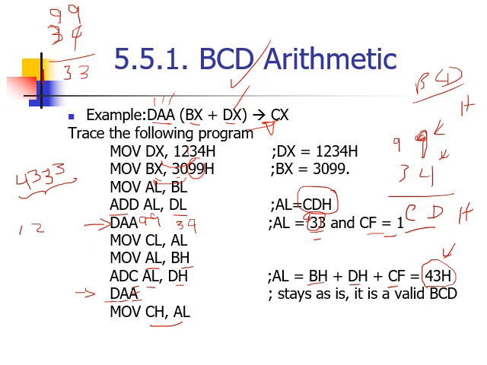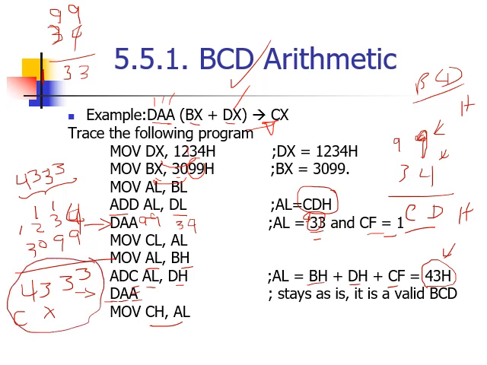If you try to add these numbers decimally, you will get 4. Here is 3, carry 1. Here is 3, carry 1. Here is 3. Here is 4. So your CX now will contain the correct value of your addition.